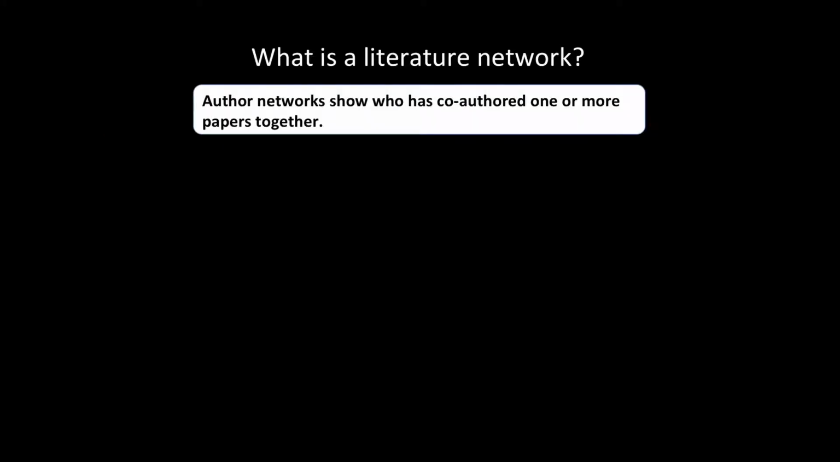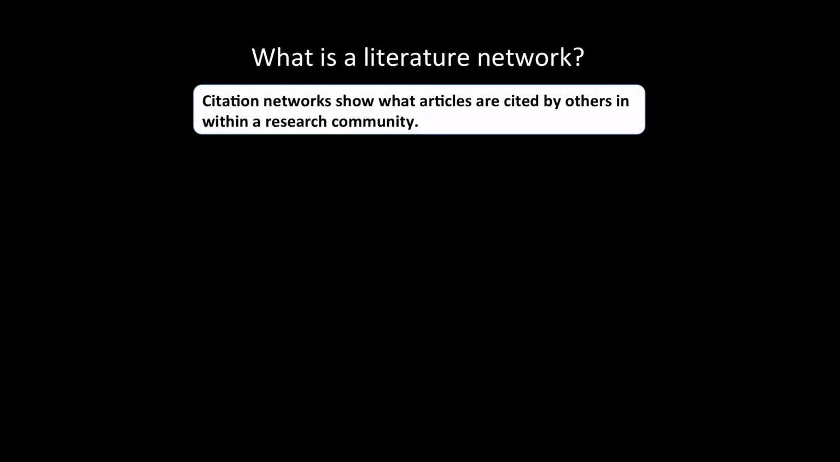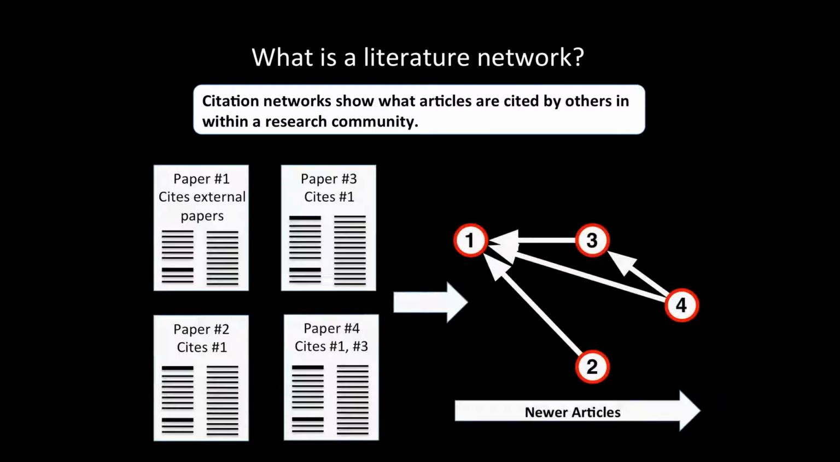First, let's answer the question, what is a literature network? I'm going to highlight two types here, starting with an author network. Here, each node corresponds to an author, and a link exists between authors if they have written a paper together. A citation network illustrates citation patterns within a community. Each node represents an article, and nodes point back to cited articles.